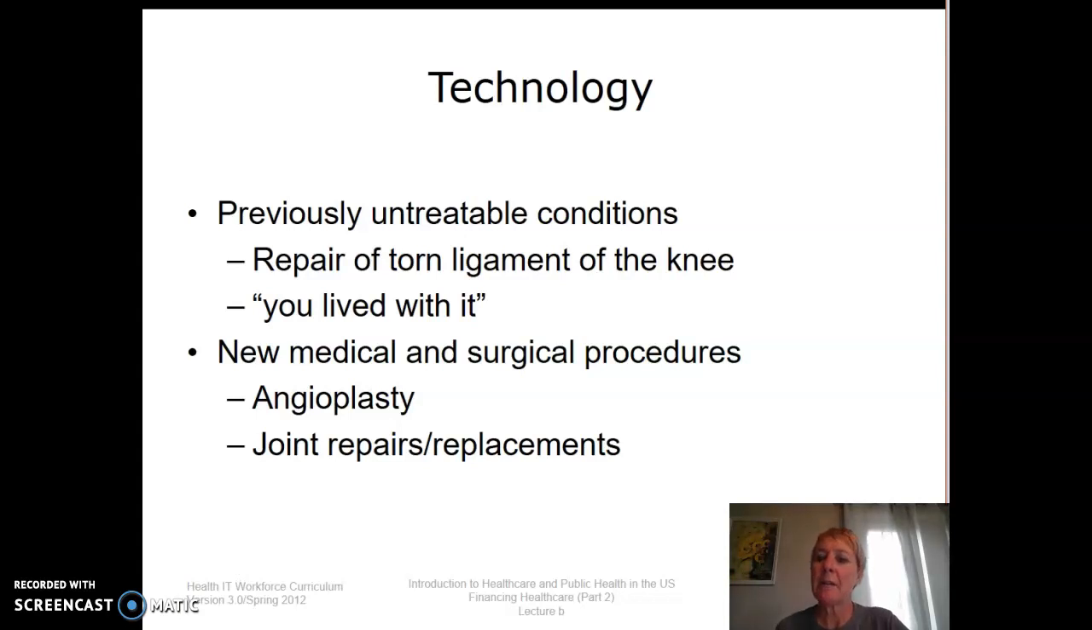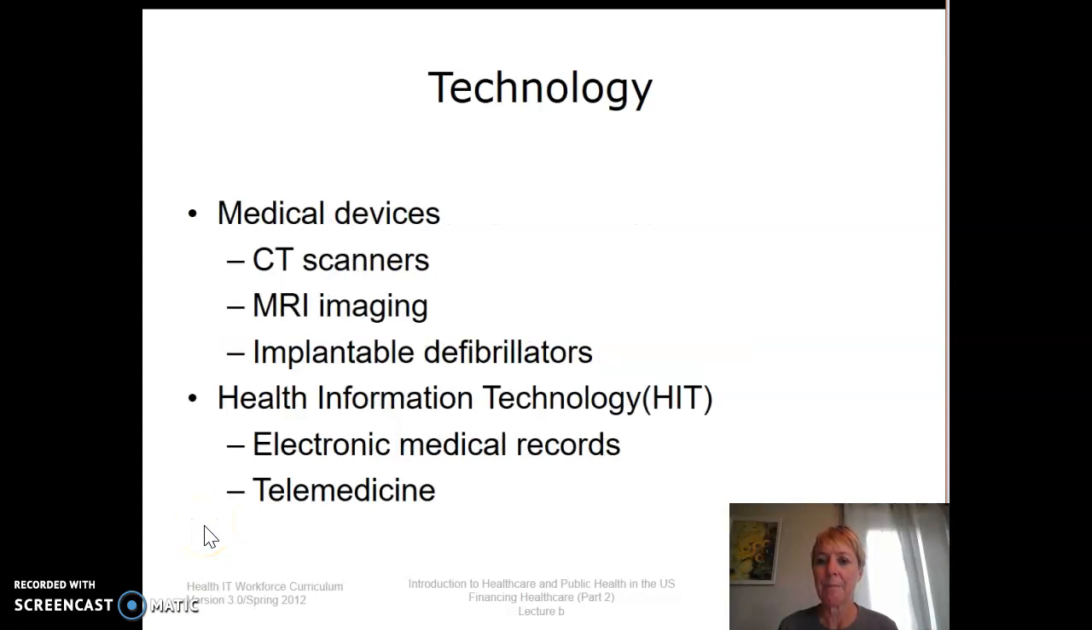With technology, we have conditions that were previously untreatable, now are treatable. For example, back in the 1960s, even the 70s and the 80s, if you tore a ligament of the knee, you learned to live with the pain because there was nothing to fix it. Now we have new medical and surgical procedures, angioplasty for blood vessel repair, joint repairs, replacement. Our ability to treat has increased.